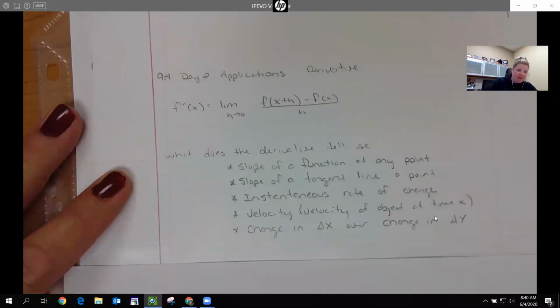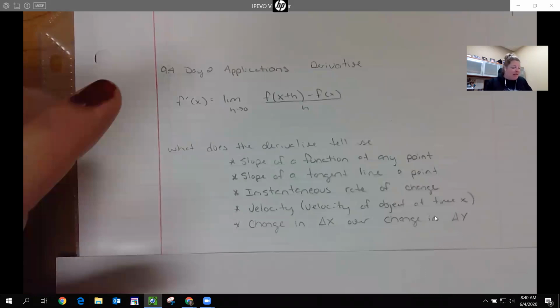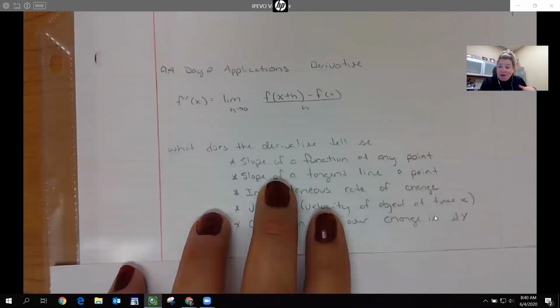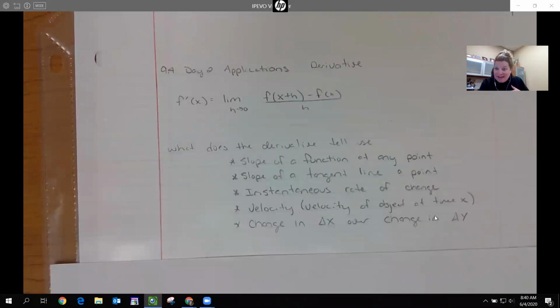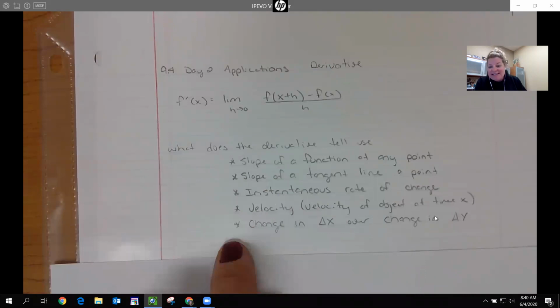Okay, so the first thing, a reminder of the formula. We have the 4-step process, where the slope is a function, the derivative is the slope of a function at any point. So we can find the slope of a function using the derivative. We can find the slope of the tangent line. We can find the instantaneous rate of change, the velocity, and the last one, the change in x over the change in y. That's important.